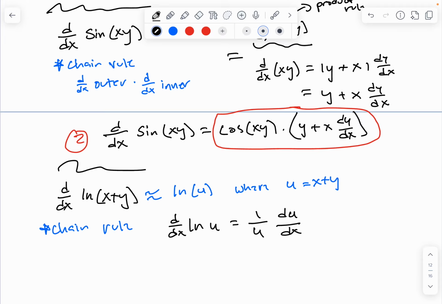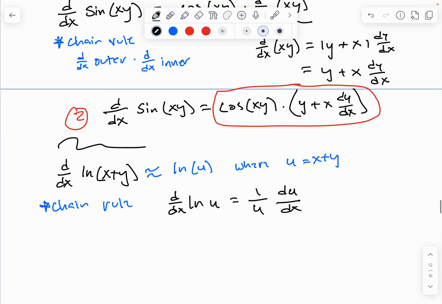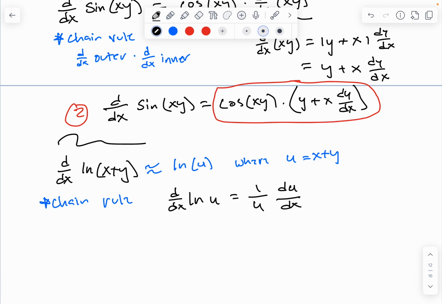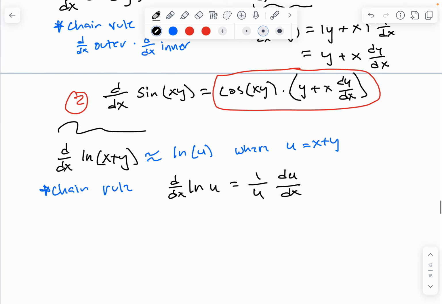However, that can make this whole thing complicated. So rather than using u, I'm going to do it in a separate line of how to not use u in this case. But if we were to continue, we know that u is x plus y, so we can rewrite that as 1 over x plus y times du, so the derivative of x plus y, which is d dx of x plus y over dx.